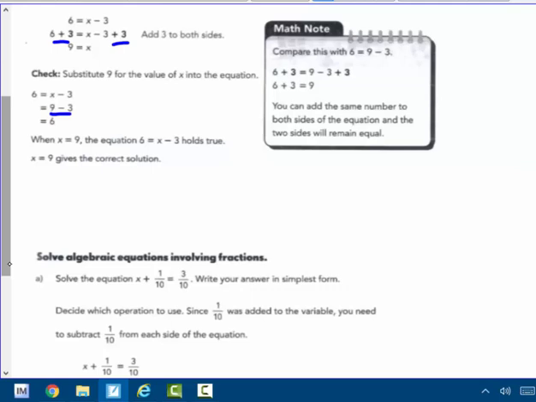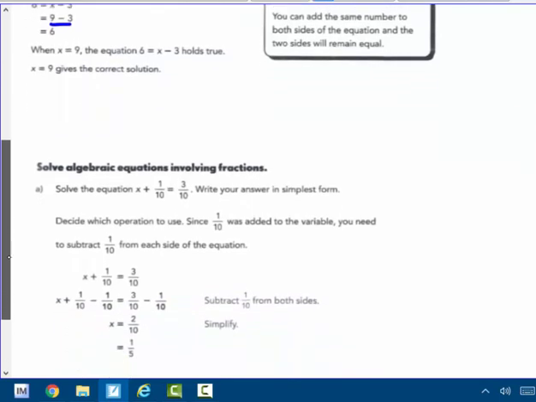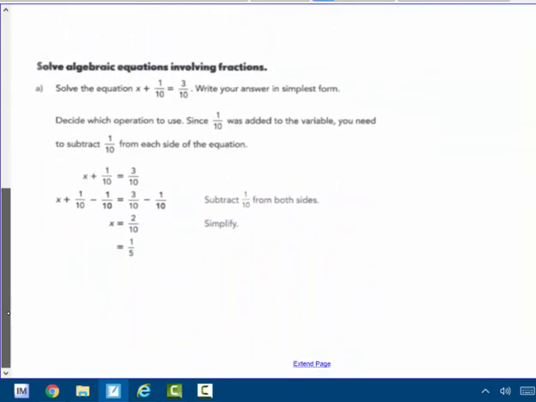You can also solve equations that have fractions in the exact same manner. Now the book again does it horizontally like this.